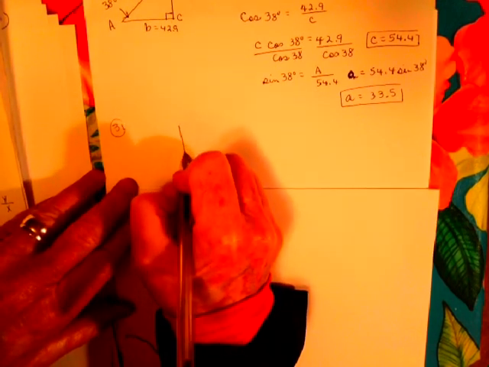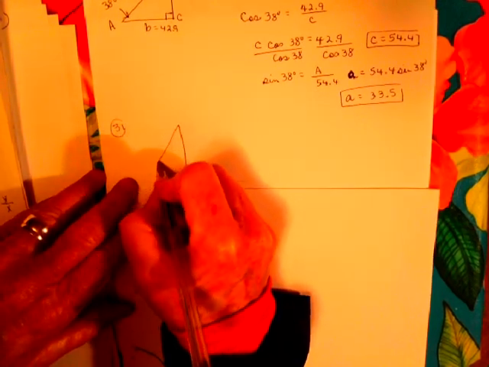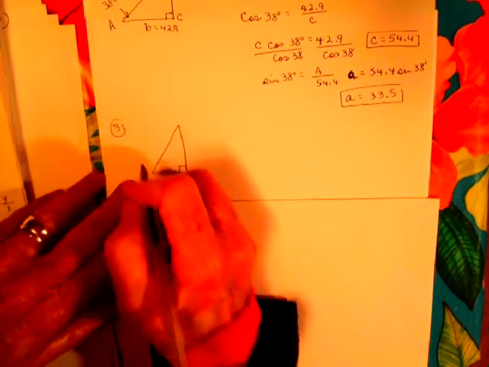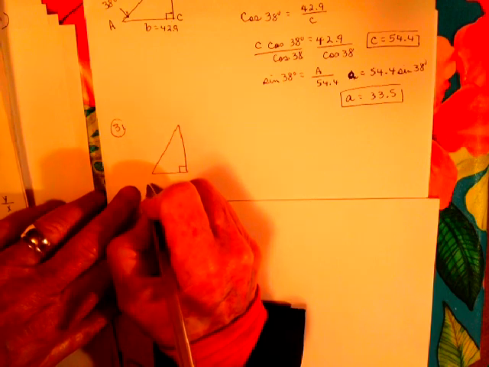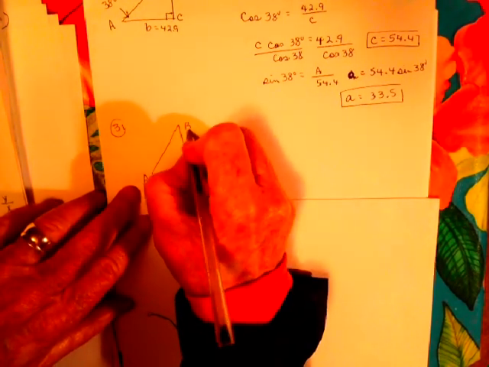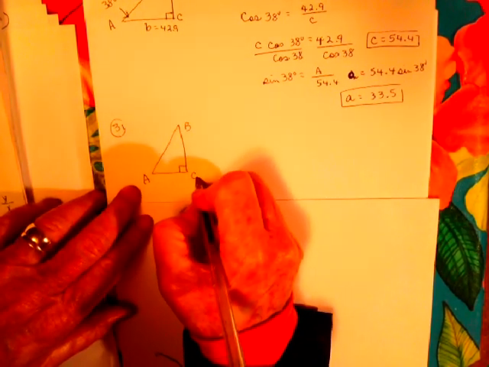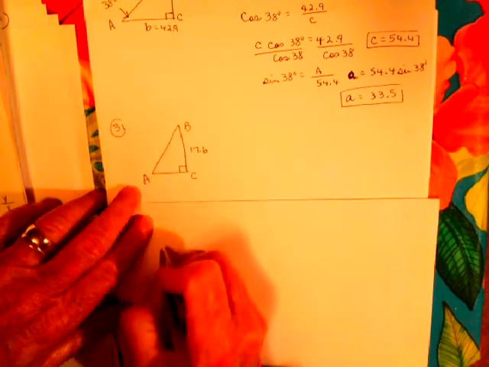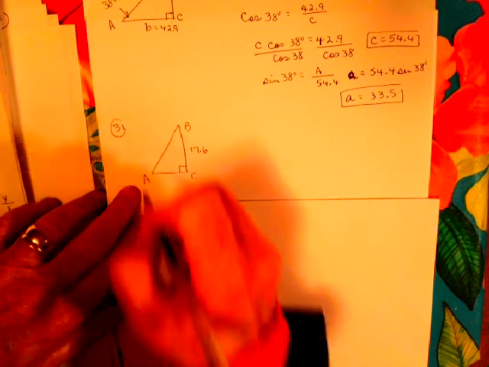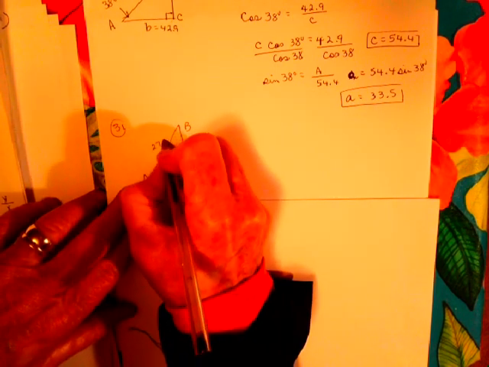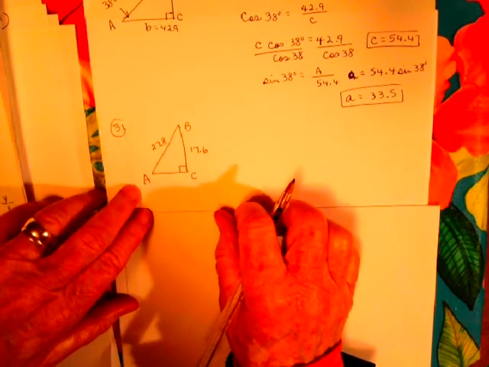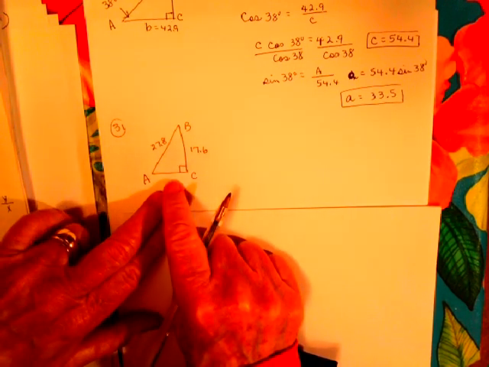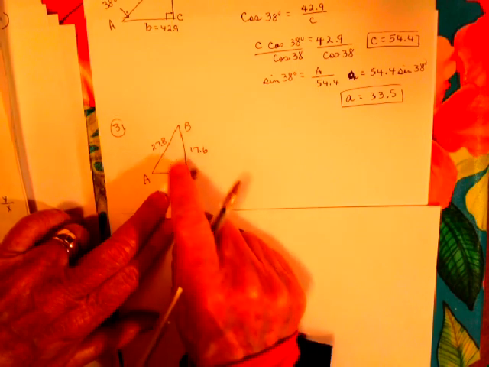Same kind of problem. Let's see what information they've given us. They're telling me for this triangle that I'm labeling ABC that A is 17.6, that C is 27.8. I need to find side B, and I need to find angle A and angle B.